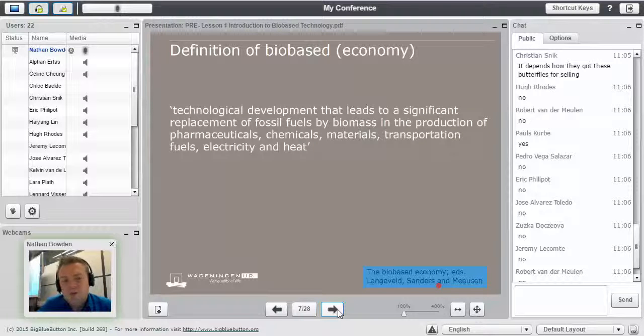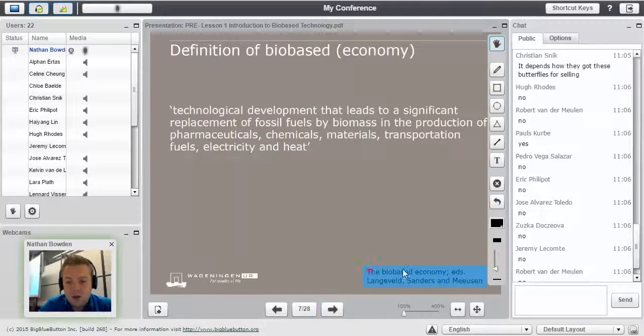So the definition of bio-based economy or bio-based technology is a technological development that leads to a significant replacement of fossil fuels by biomass in the production of pharmaceuticals, chemicals, materials, transportation fuels, electricity, and heat. And this is written in a book, The Biobased Economy, edited by Langeveld, Sanders, and Meeusen.